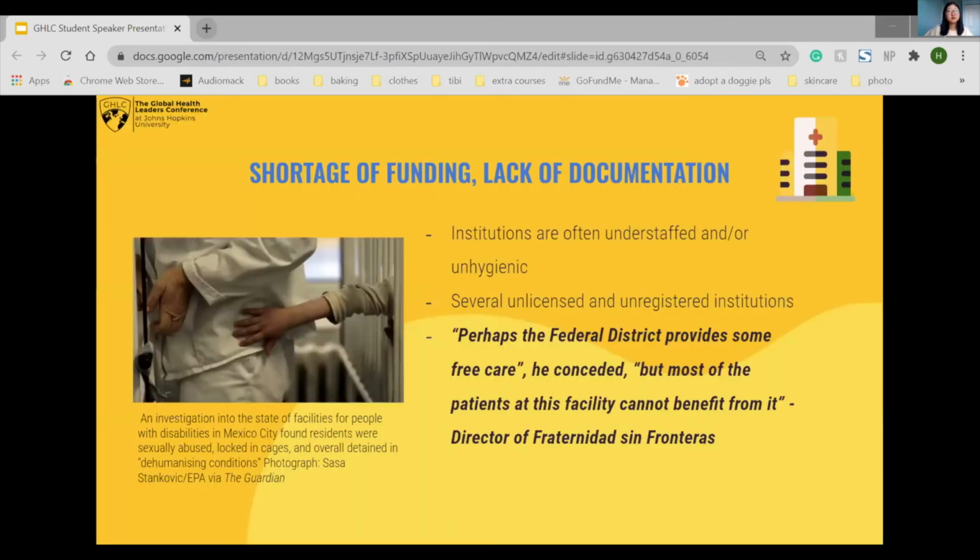Currently in Mexico, due to a lack of funding and documentation, there is a number of unlicensed and unregistered institutions. These institutions are often a target for human traffickers. In addition to the unhygienic nature of these institutions, residents of those institutions are often left to sit in their own feces or urine when there's no staff to clean them up, maybe even for years on end.